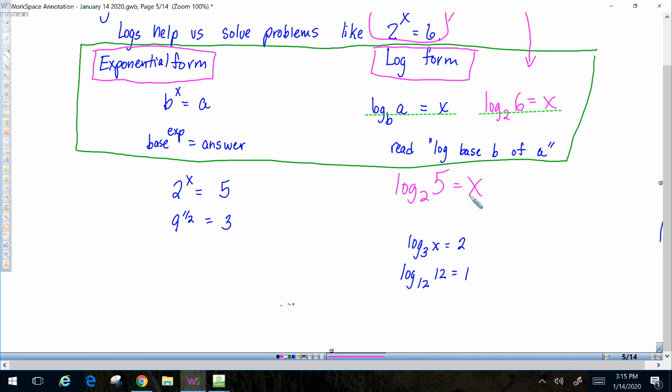All right, let's look at the next one. Let's switch forms. Oh, first of all, is the next one true? Yes, it is. Because what does a 1/2 power mean? It's square root. And the square root of 9 is 3.